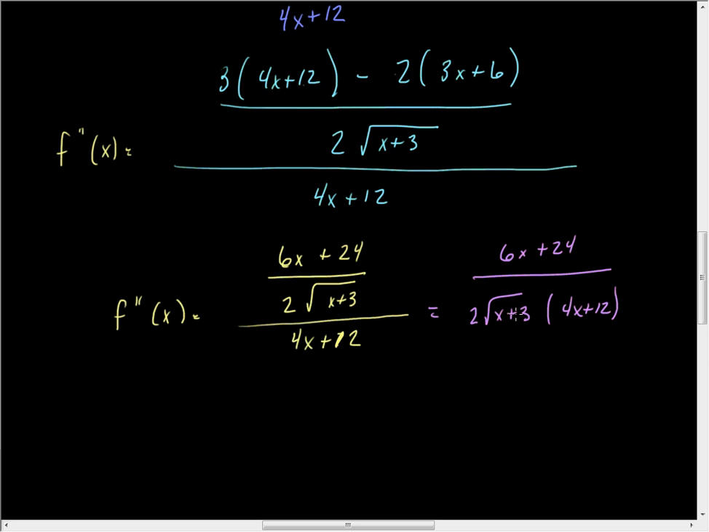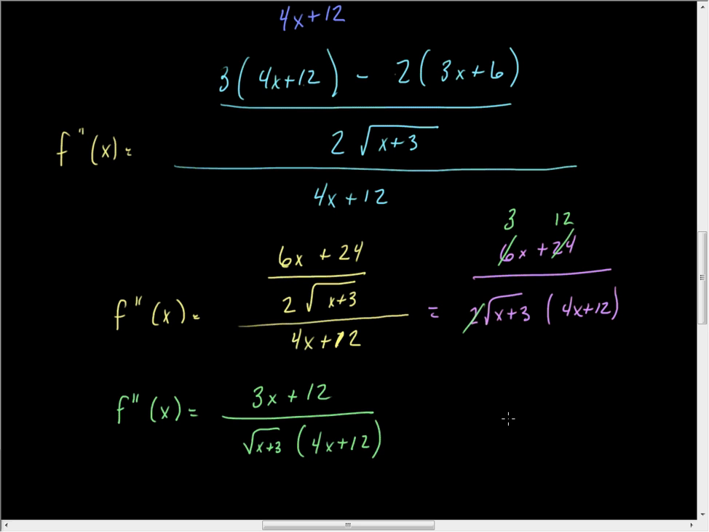Canceling out 2's in both the top and the bottom will lead us to 3 here and 12 here. And so finally, after what seems like an eternity, we have 3x plus 12 on top. Underneath, we have root x plus 3 times 4x plus 12. And that's it. We can't really factor out anything else. We may be able to, but that would probably turn into something very nasty.